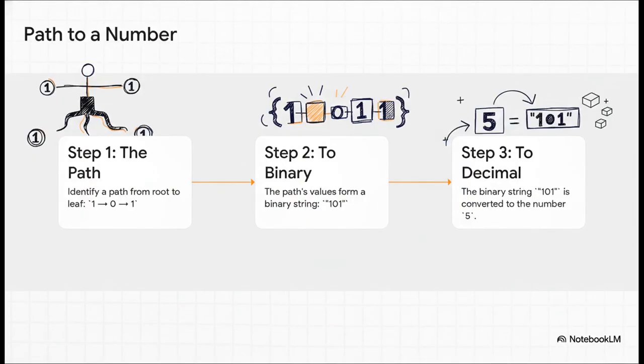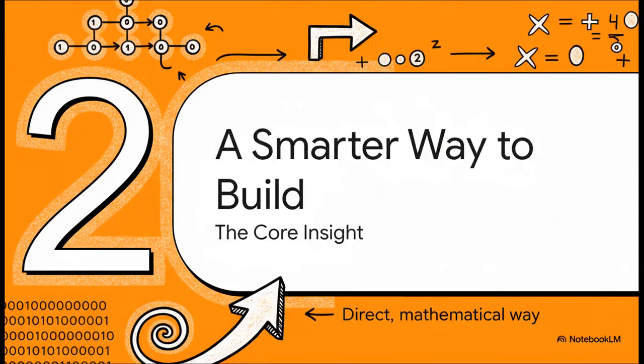Okay, so here's where it gets cool. Each of these paths isn't just a sequence of nodes, it's a binary number. So for example, if we take a path that goes through a 1, then a 0, then another 1, we get the binary string 101. And if you remember your binary, 101 is just the number 5 in our normal, everyday decimal system. Our mission is to do this for every single path from the root to a leaf, and then just add up all those numbers.